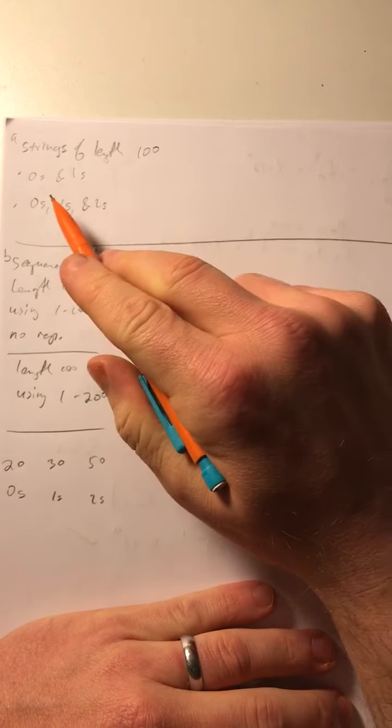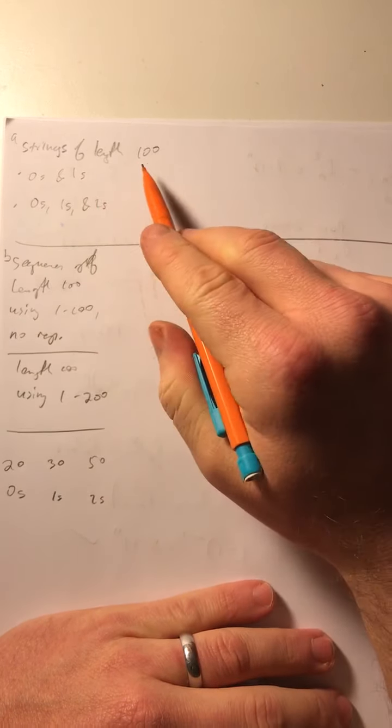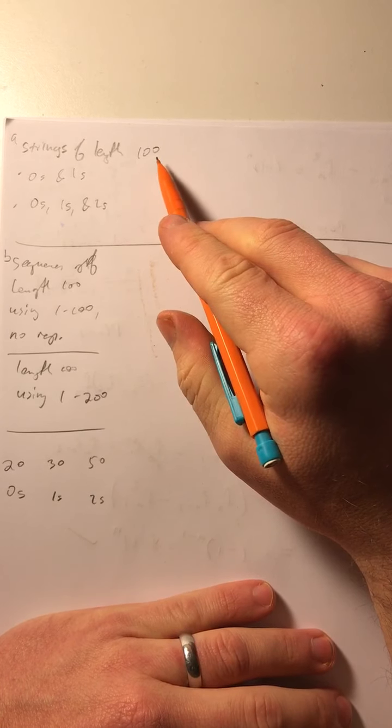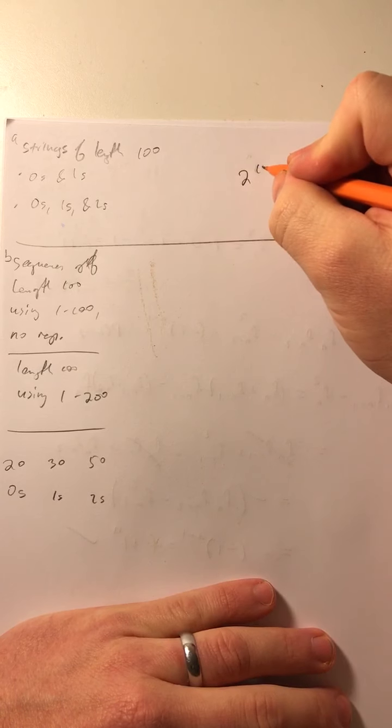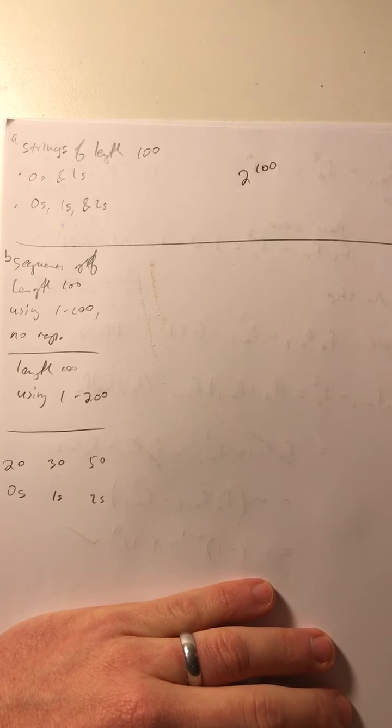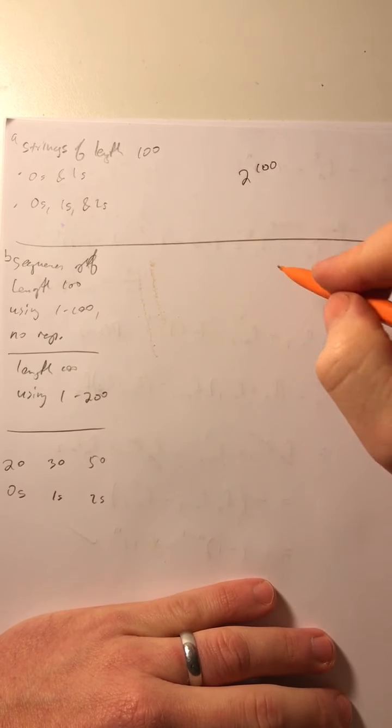So I have a string of length 100 and I'm going to use zeros and ones. So I have 100 positions in the string. Each one can have either 0 or 1. So for every position there are 2 options, so I have 2 to the power 100. 2 options for the first position, 2 options for the second, 2 for the third, 2 for the fourth, etc. So this is the total number there.